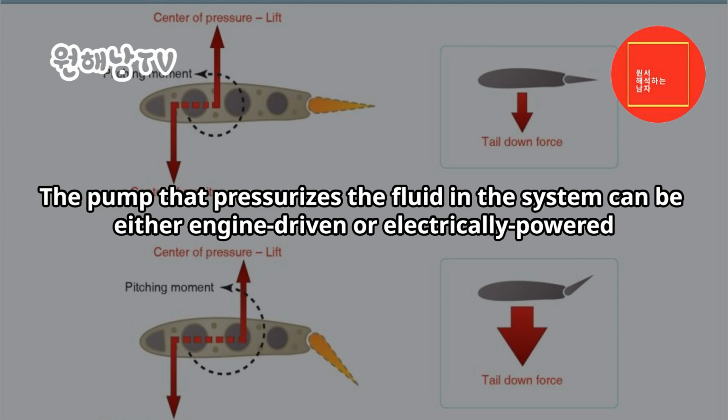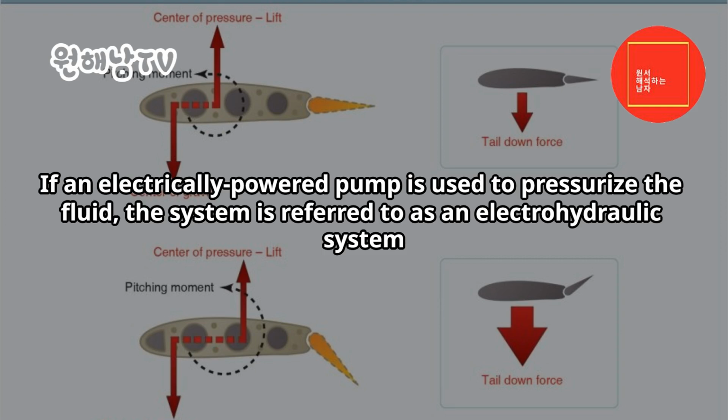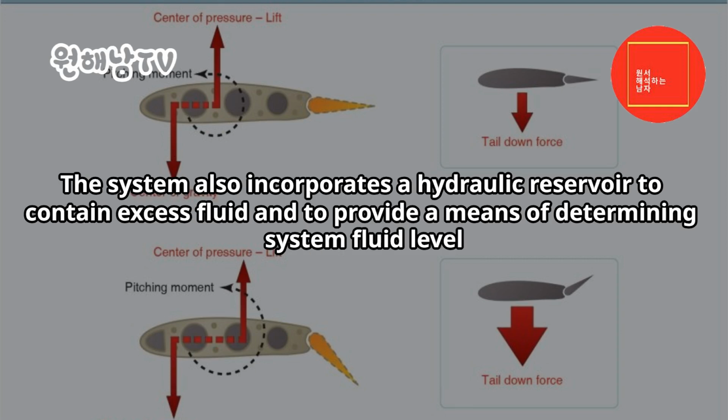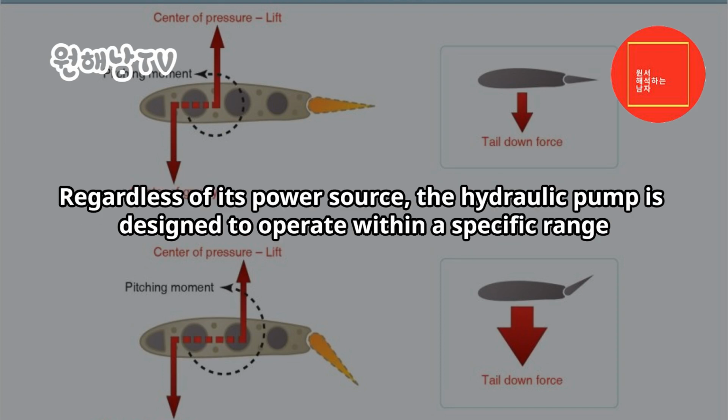The pump that pressurizes the fluid in the system can be either engine-driven or electrically powered. If an electrically powered pump is used to pressurize the fluid, the system is referred to as an electrohydraulic system. The system also incorporates a hydraulic reservoir to contain excess fluid and to provide a means of determining system fluid level. Regardless of its power source, the hydraulic pump is designed to operate within a specific range.